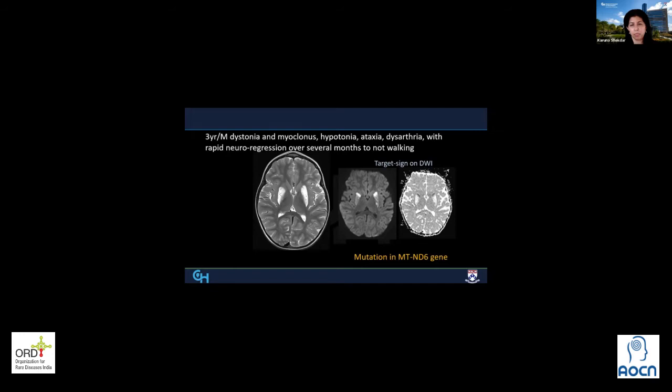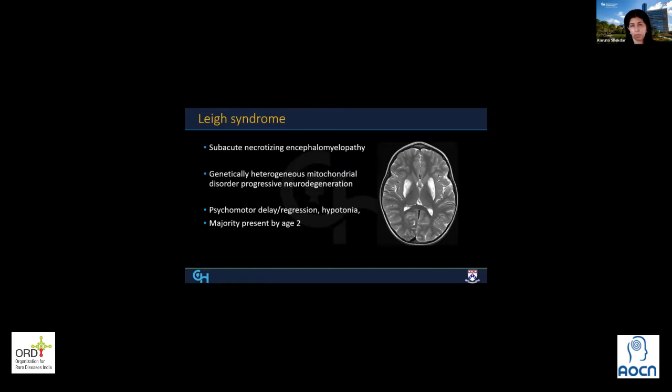And this one has a mutation in the MT-ND6 gene. There are multiple genes which have been identified in Leigh's disease, or Leigh's syndrome, as it is the better way to call it. This is a subacute necrotizing encephalomyelopathy. And it's a heterogeneous mitochondrial disorder with a bunch of genes which have been identified, and it results in progressive neurodegeneration.